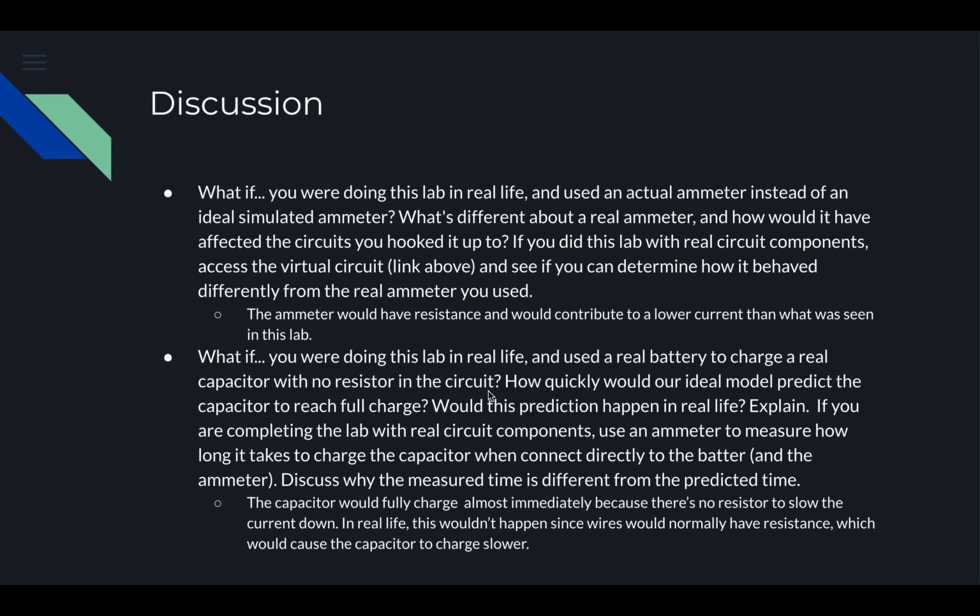For our what-if: if you were doing this lab in real life and used an actual ammeter instead of an ideal simulated ammeter, the ammeter would have resistance and would contribute to a lower current than what was seen in this lab. For our other what-if: if you were doing this lab in real life and used a real battery to charge a real capacitor with no resistor in the circuit, how quickly would your ideal model predict the capacitor to reach full charge? We would predict the capacitor would fully charge almost immediately because there's no resistor to slow down the current. In real life, however, this wouldn't happen since wires would normally have resistance, which would cause the capacitor to charge slower.